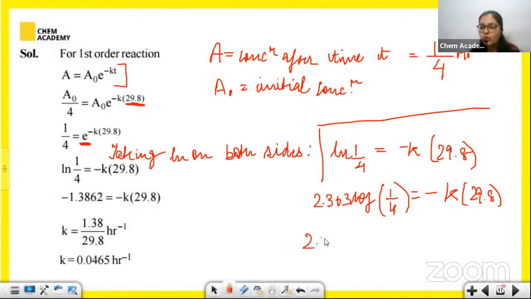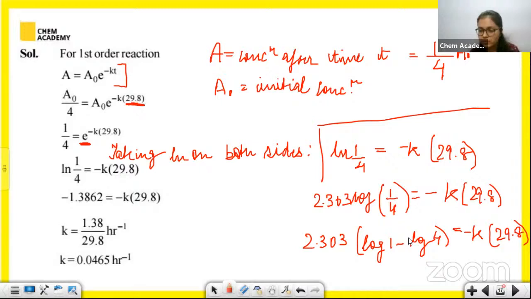In order to solve this, we can write 2.303 (log 1 minus log 4) equals minus k into 29.8. We know that the value of log 1 is 0. This can be written as log 2 log 2. On solving this, we will get the value of the rate constant, and we have determined it in per hour as we were asked to do in the question.